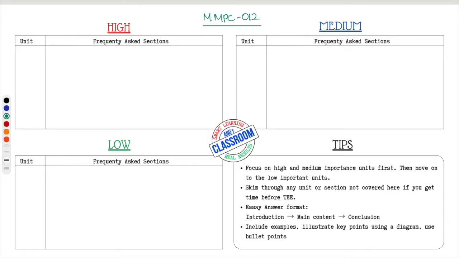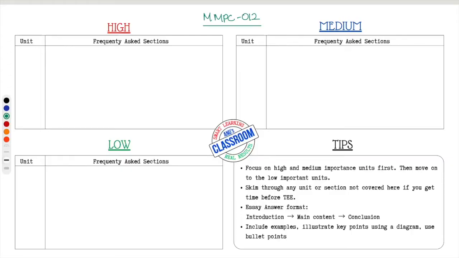It has 13 units that are divided into 4 blocks, but from an examination perspective, not all parts of this carry the same weight in your exam. In this video, I will be walking you through the most important units and sections of MMPC 12 so that you can focus your efforts where they matter the most. We will be starting with the most important units first, followed by the medium and the low priority ones.